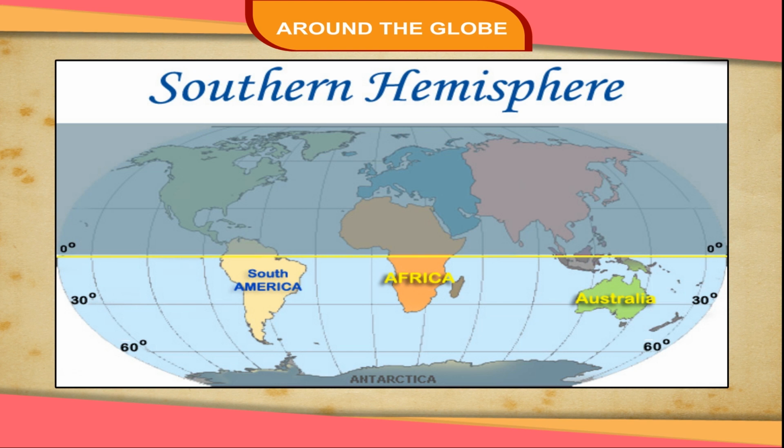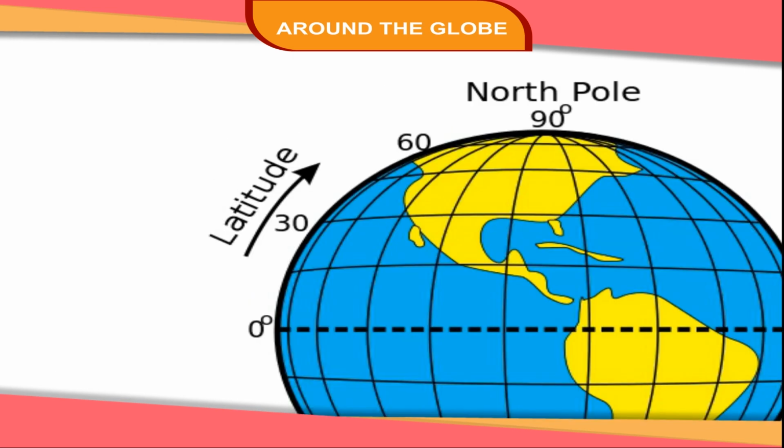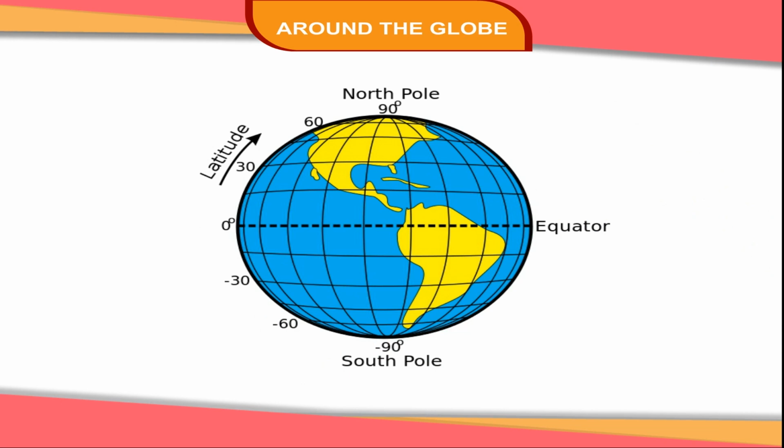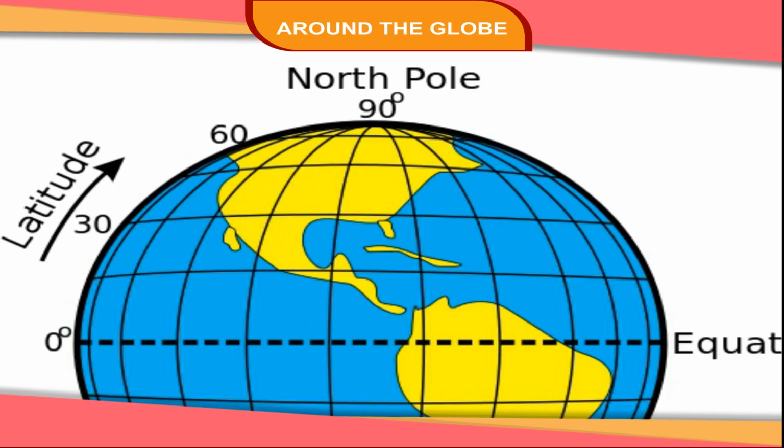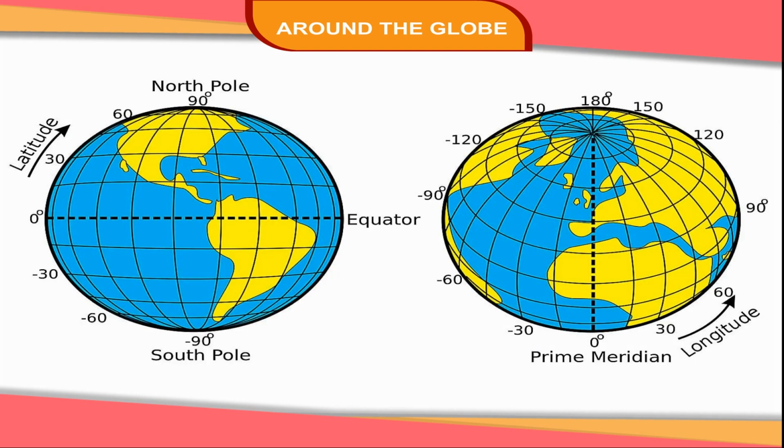Parallels are used to measure the distance or position of a place which lies north or south of the equator. This distance is called latitude. We take the equator as the reference line. We say it is at 0 degree latitude. The North Pole is at 90 degree north latitude and the South Pole is at 90 degree south latitude. The other parallels are marked between 0 degree and 90 degree.